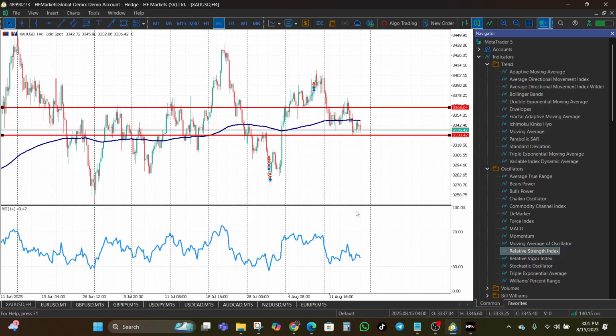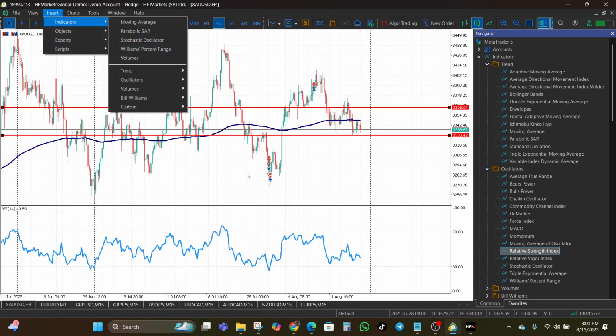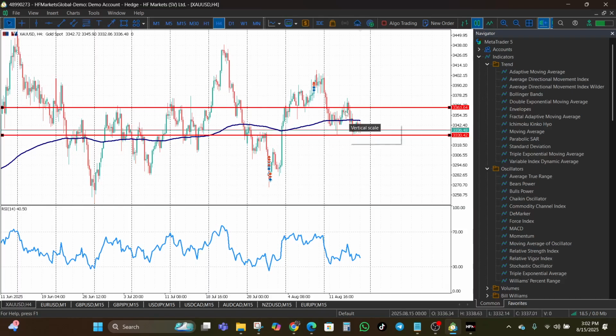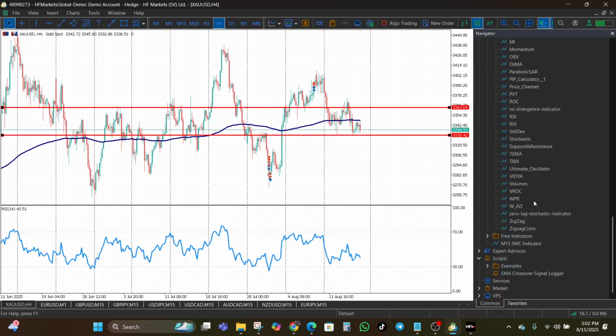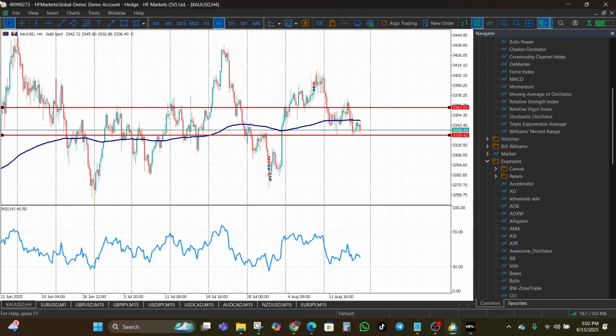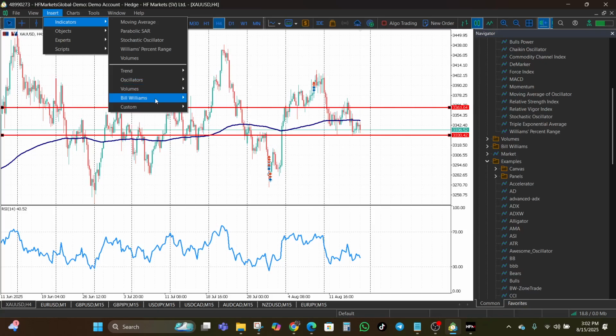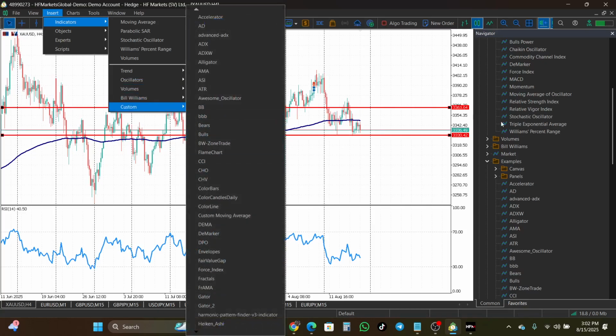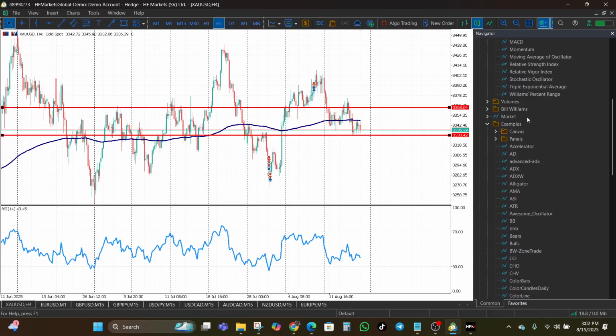MT4 and MT5 both allow you to load these tools onto your charts easily, just like I did. Or you can go through Insert, Indicators, and select the particular indicators that you want to add to your chart. Then with your mouse you can select whatever drawing tools you want to draw right onto your chart. You can even add custom indicators, and you see there is a portion for custom. That's if you have them.